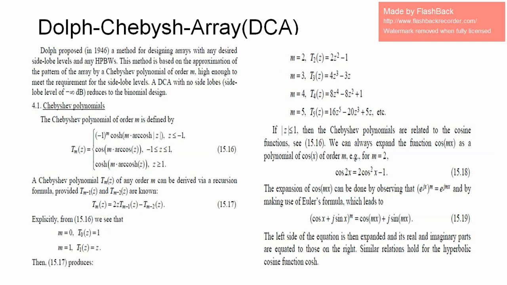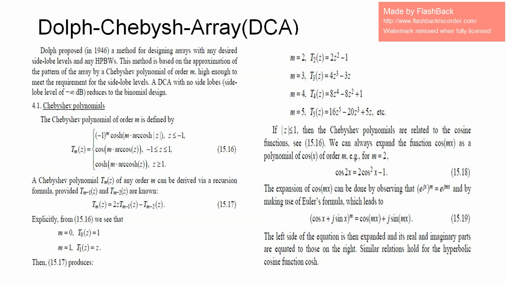Here is the Chebyshev array. This is a design with no side lobes and the side lobe level at minus infinity dB, so that it will be reduced to the binomial design. For this, we will now discuss the Chebyshev polynomial.